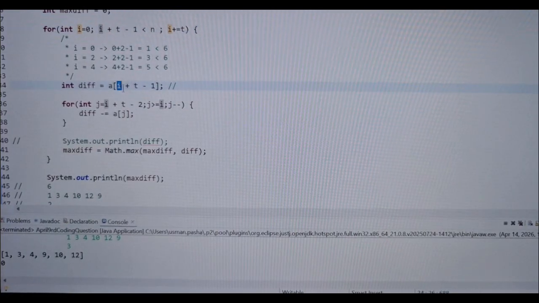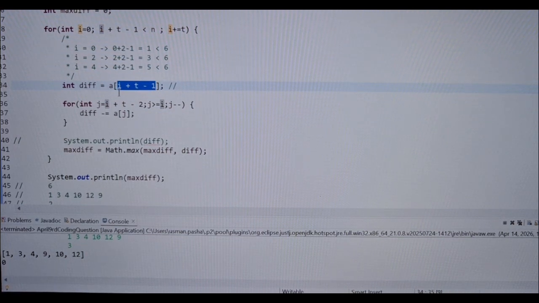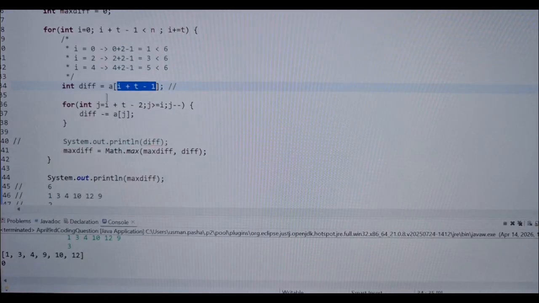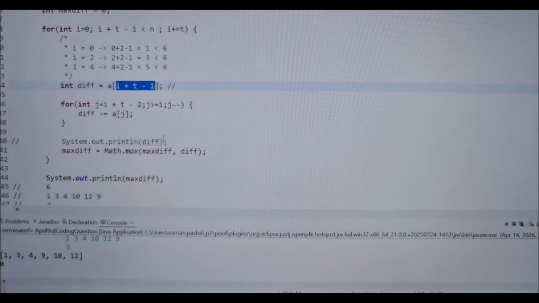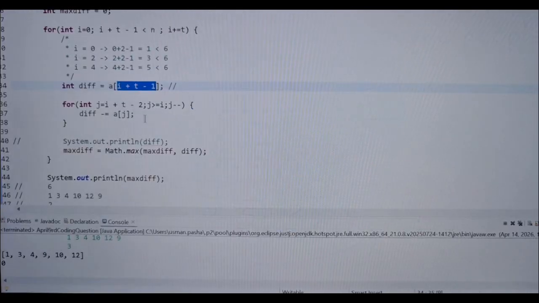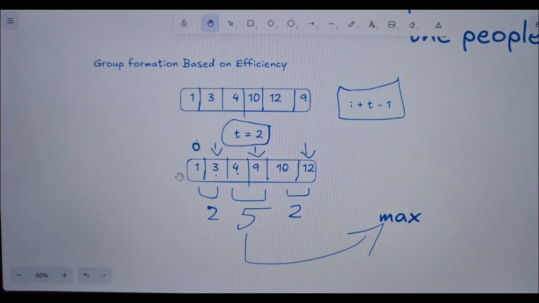So first we are doing i plus t minus 1. See, when i is equal to 0, this index will be 1. Okay, so I am storing this index value in this difference variable, and further I am running an inner loop from here. Now i plus t minus 1 will be 1, the index value I'm telling, not the element. i plus t minus 2 will be the previous value of this element. Am I correct? So here you guys may not understand, because the window size here is 2.